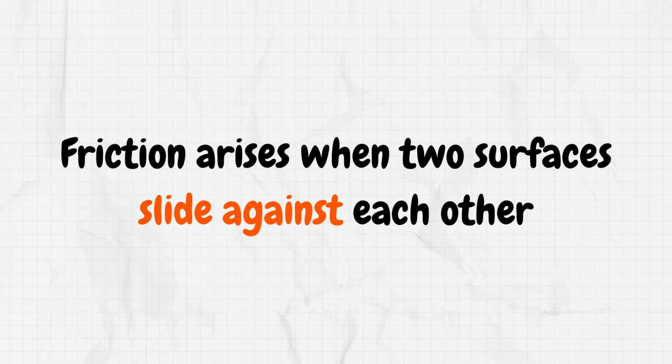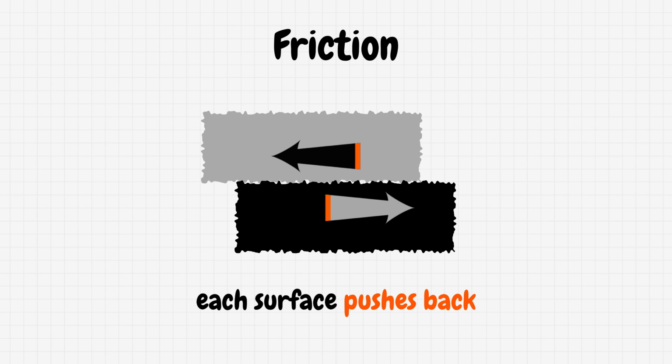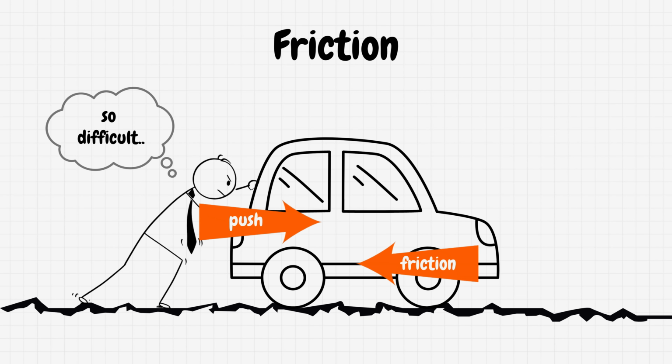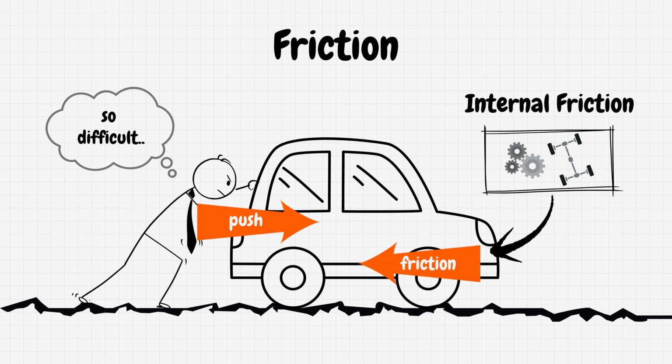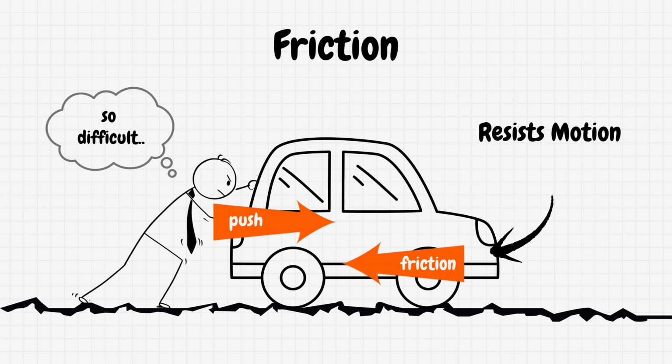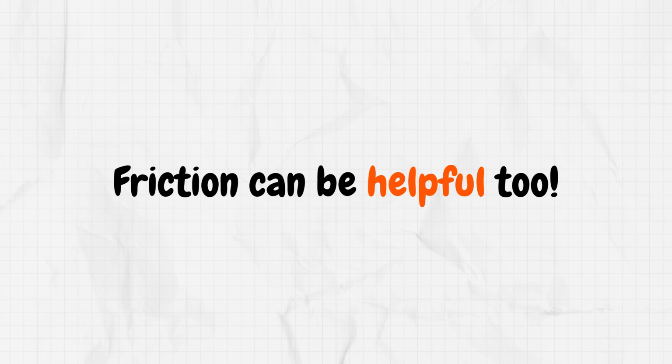Generally, friction arises whenever two surfaces slide or move against each other. Each surface pushes back, creating the friction force. In this case, it mostly comes from internal friction inside the car, like between moving parts in the wheels and axles. This friction resists the motion you're trying to create, so it's unhelpful here. But friction isn't always bad. It can be very helpful too.